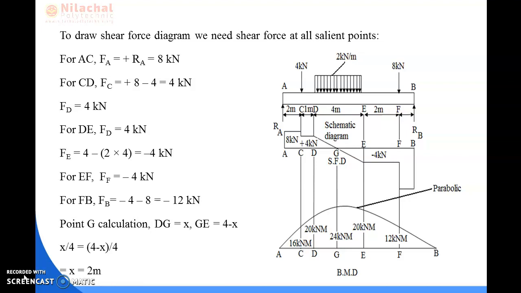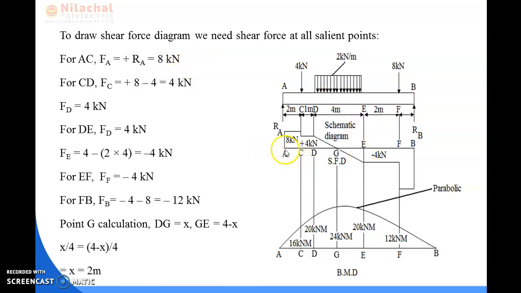So in the last class, we have already calculated the shear forces of this particular beam. So now we will draw the shear force diagram for this beam according to the points that we have got. So first of all, the shear force at point A will be 8 kN.